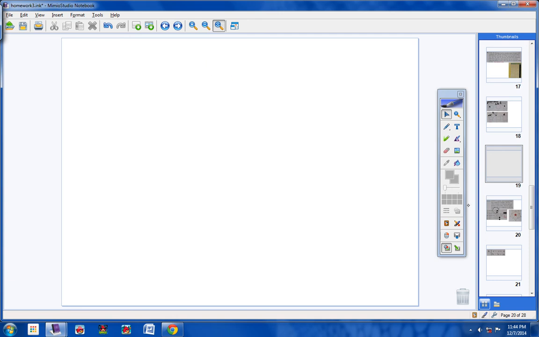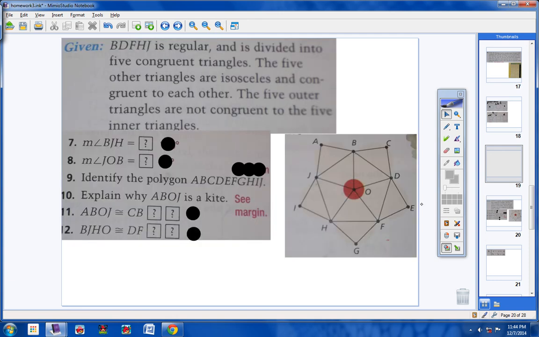7 through 12, so here we go. Okay, now look carefully, students. Look, BDFHJ is regular. Let me highlight that for you. BDF is regular. Now that's a pentagon. 5-sided regular, okay?